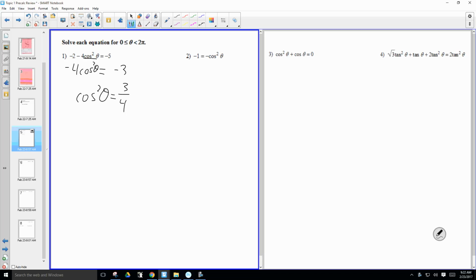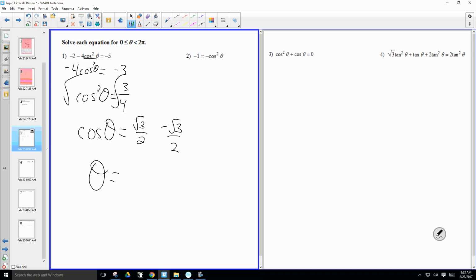But you take the square root. Square root of cosine squared is cosine. And the square root here is radical 3 over 2 and negative radical 3 over 2. Don't forget to take the square root, you get 2 answers. So our final answer is everywhere that the cosine is radical 3 over 2.